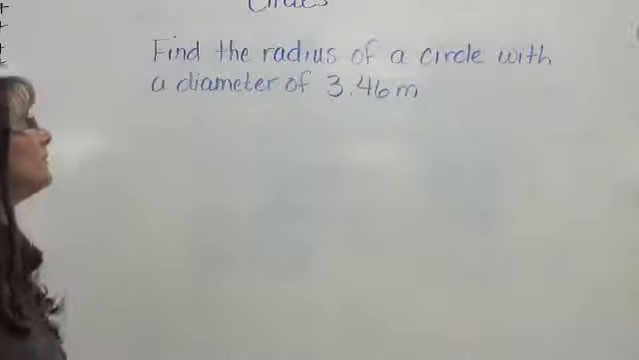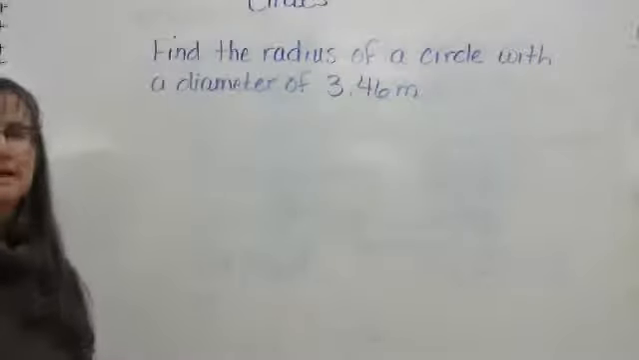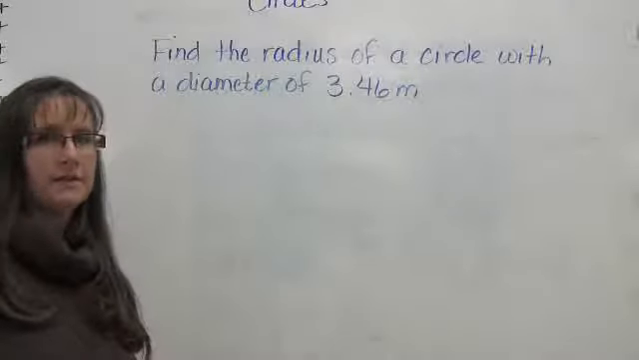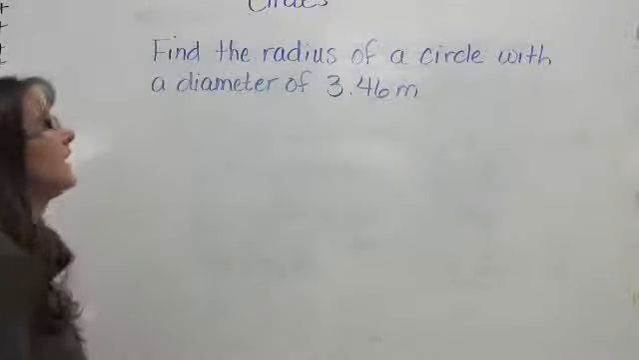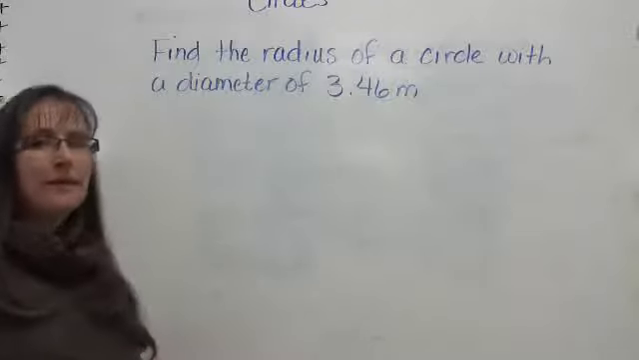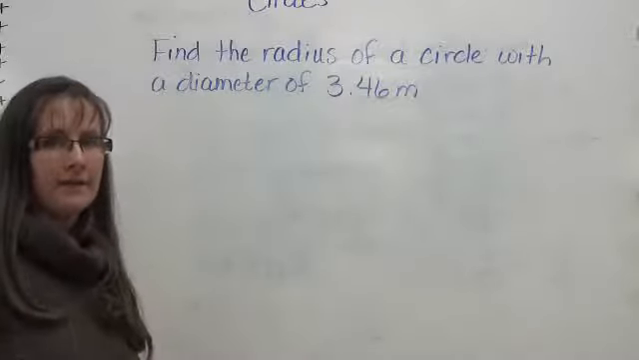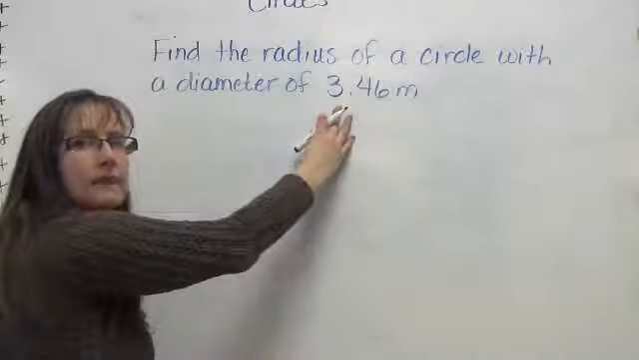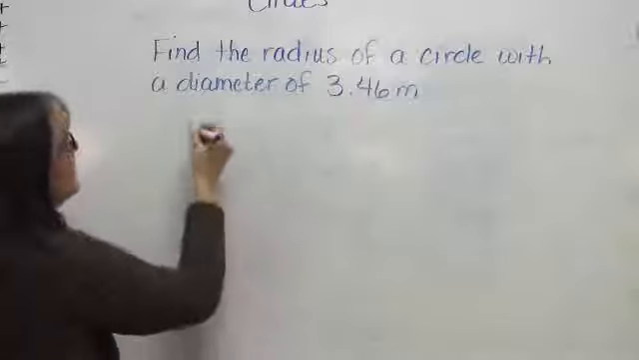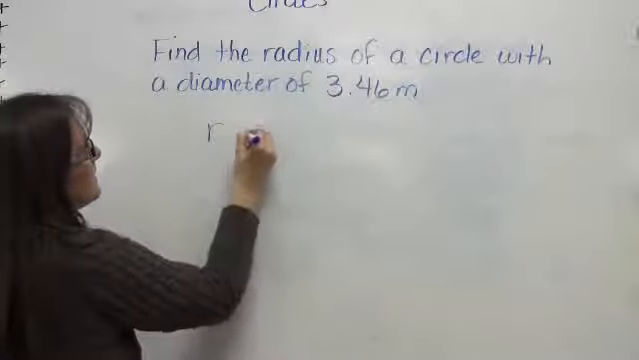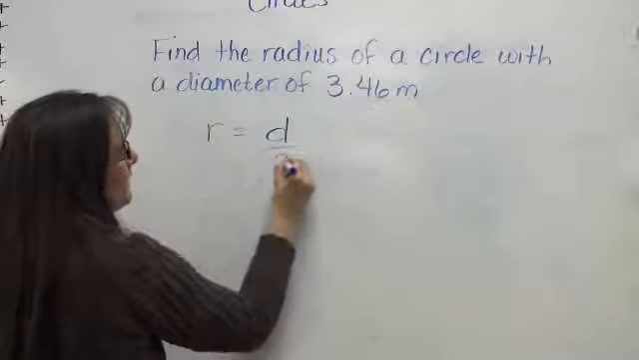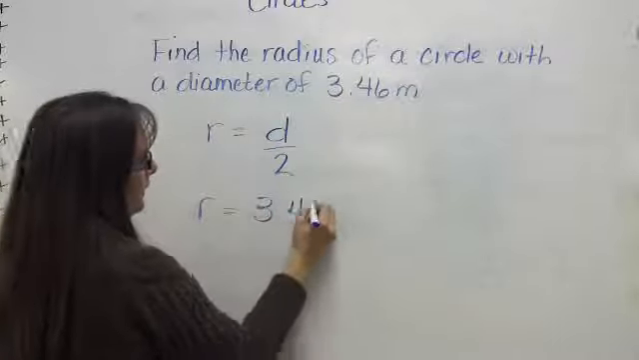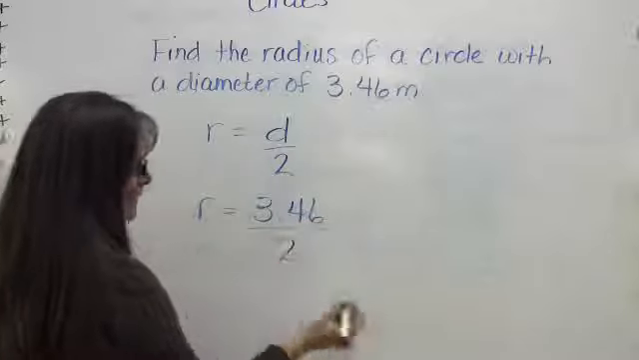Okay, for this problem, they're asking us to find the radius of a circle with a diameter of 3.46 meters. So we need to go ahead and remember that a radius is half of a diameter. That means I'll be cutting this number in half or simply dividing by 2. Because I know that radius is equal to the diameter divided by 2. R equals 3.46 divided by 2.